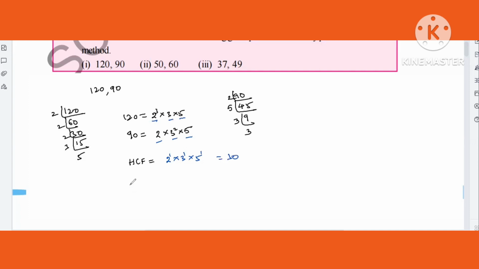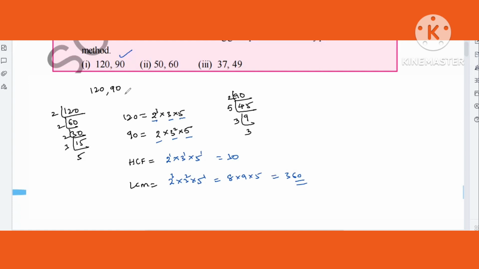Okay. Now LCM. So all are common bases, and we should write the highest power. 3 here for 2. And here 1. So what? 8 into 9 into 5. 8 9s are 72. 72 5s are 360. So HCF is 30. LCM is 360. Okay.